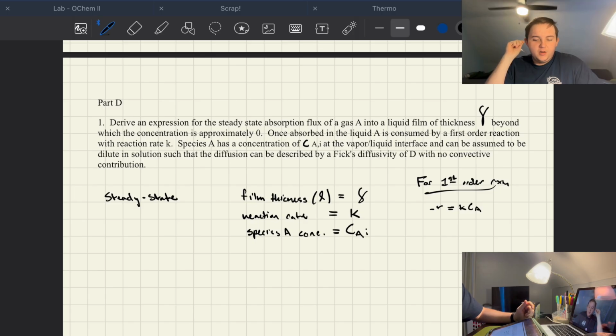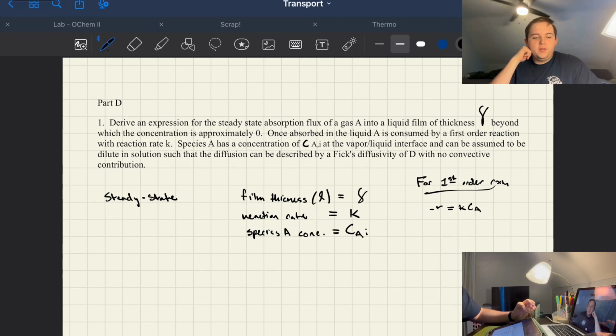Once absorbed into the liquid, A is consumed by a first order reaction with a reaction rate K. Species A has a concentration of C_AI at the vapor-liquid interface that can be assumed to be dilute in solution, such that the diffusion can be described by a fixed diffusivity of D with no convective contribution.